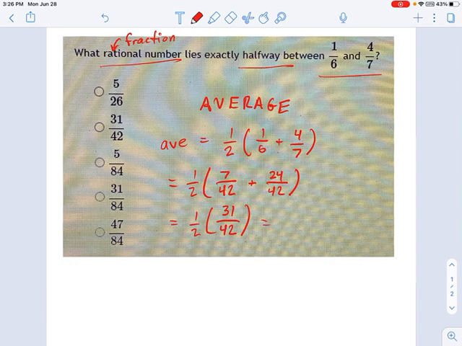1/2 of that equals 1 times 31 is just 31. 2 times 42 is 84. 31 over 84. And there we go, right in the list.